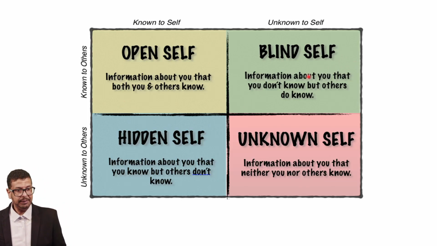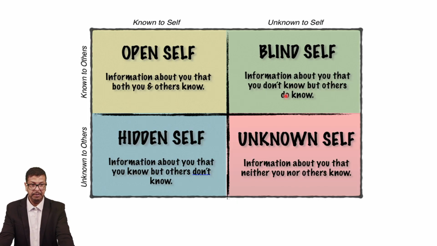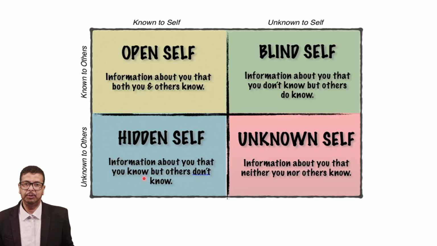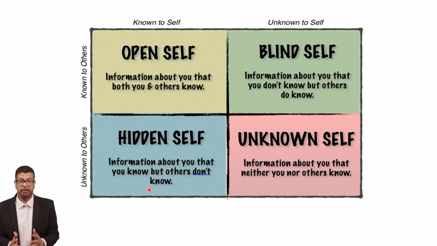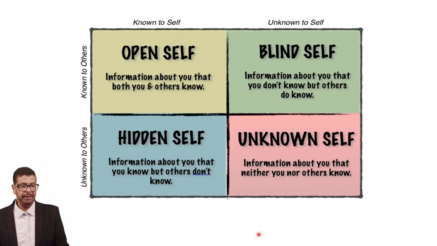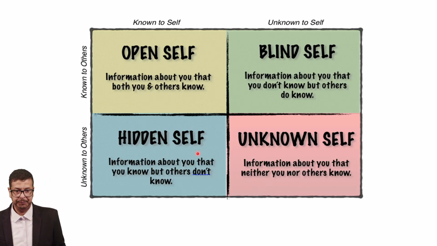The other quadrant is the blind self, which is information about you that you don't know, but the others do know. The third quadrant is the hidden self, which is information about you that you know, but others don't know. And the last quadrant is the unknown self, which is information about you that neither you nor the others know.